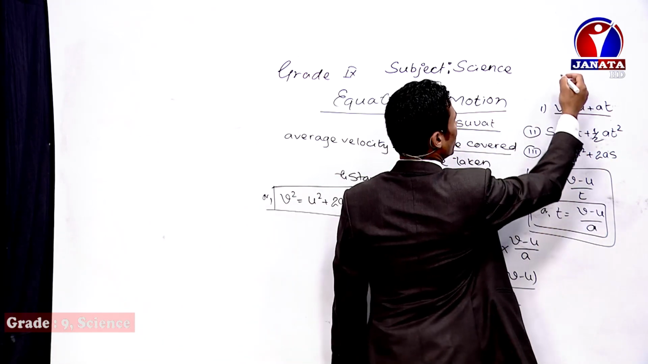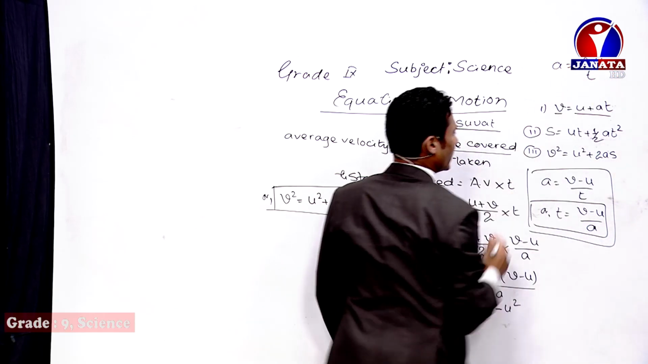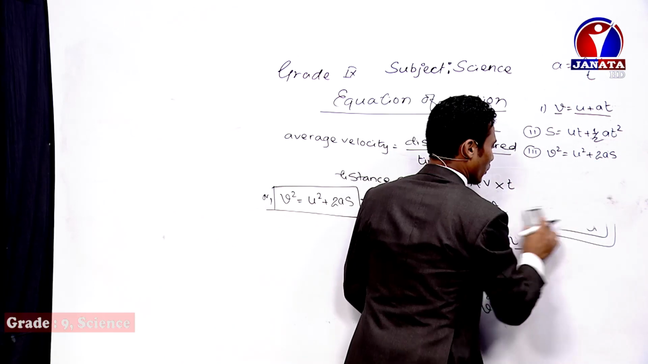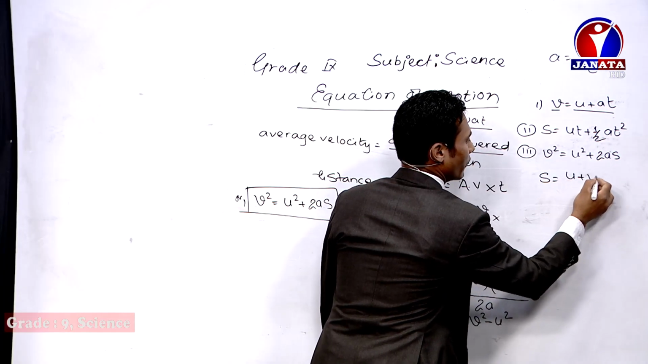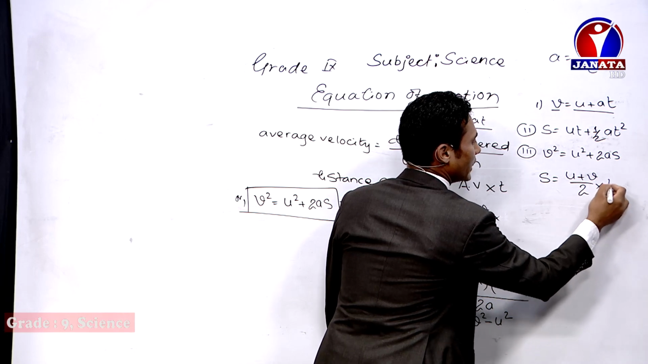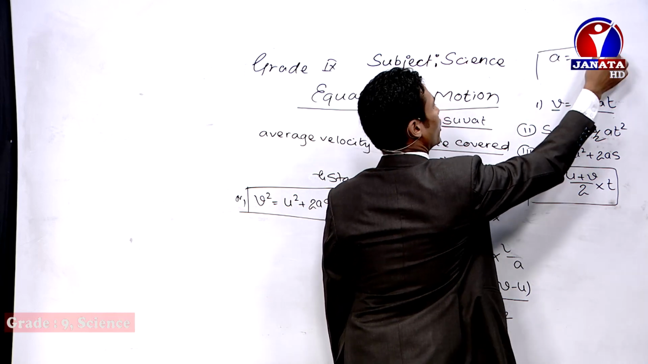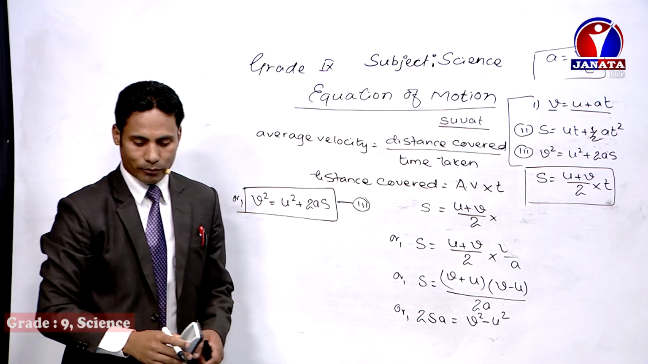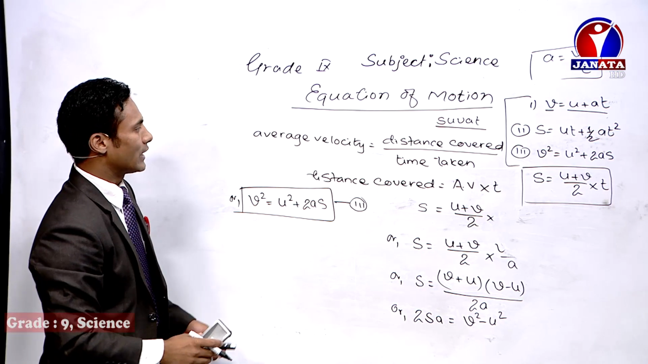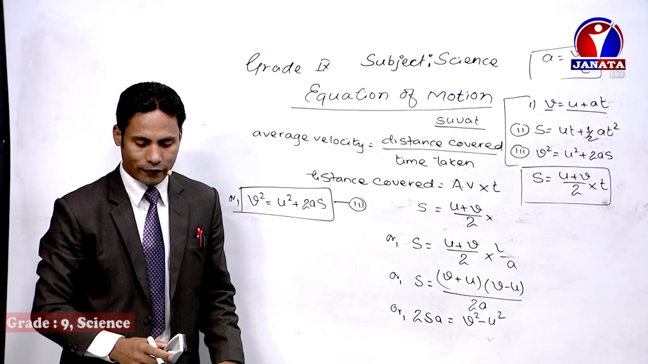And one more equation is a equals (v minus u) by t. And one more is s equals (u plus v) by 2, into t. So sometimes you can use these formulas also, but generally these three formulas we will use to solve the mathematical problems. So these are the equations of motion, the derivations of equations of motion.